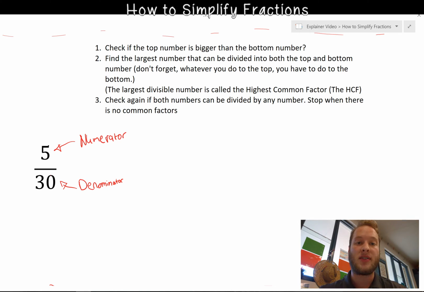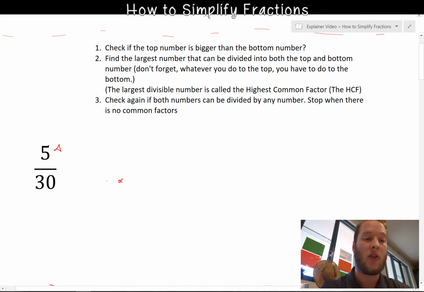Step number 2 says find the largest number that can be divided into both the numerator and denominator. We sometimes call this the highest common factor. So I need to think, what goes into both 5 and 30? If I know my 5 times table, I know that 5 goes into 5 and 5 goes into 30. You always need to remember that whatever you do to the top, you need to do to the bottom, and whatever you do to the bottom, you've got to do to the top.